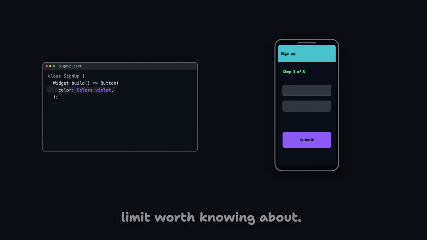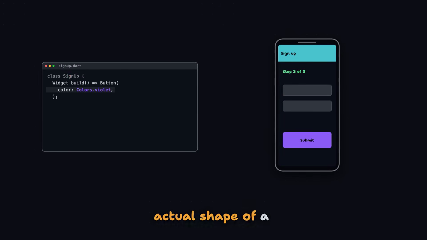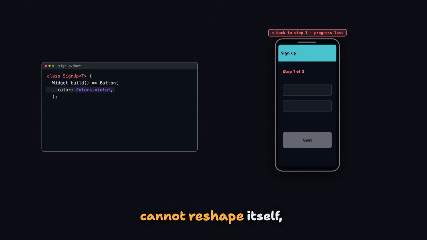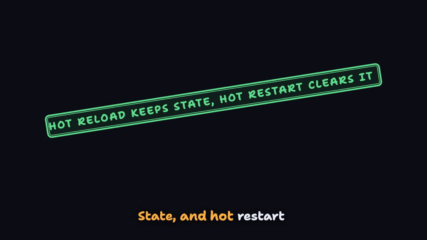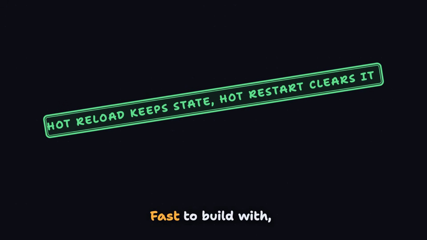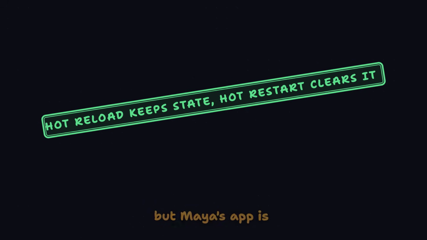There is one real limit worth knowing about. When Maya changes the actual shape of a class, the running app cannot reshape itself, so she needs a hot restart, which reruns the app from the top and wipes state. Hot reload keeps your state, and hot restart clears it. Fast to build with, but Maya's app is still an empty shell.